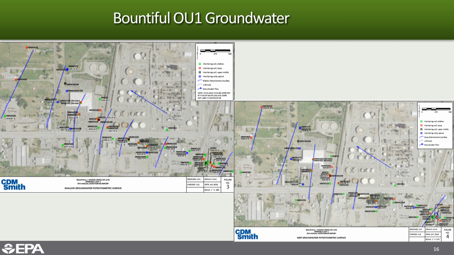Here's a look at the deeper, on the right-hand side here, the deeper groundwater contours. Again, shallow contours, not steep gradients, but essentially moving to the west, northwest, away from the site, away from the source area, past the refinery here and out into this area is the toe of the plume.